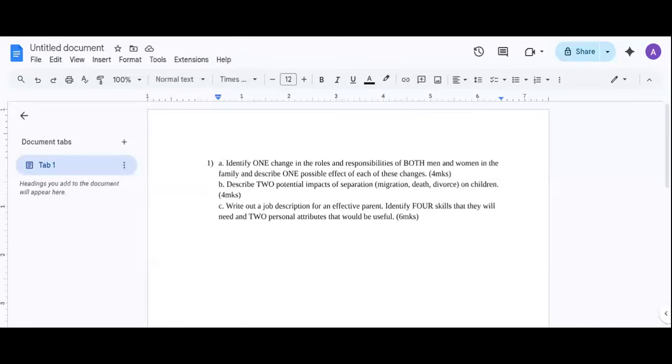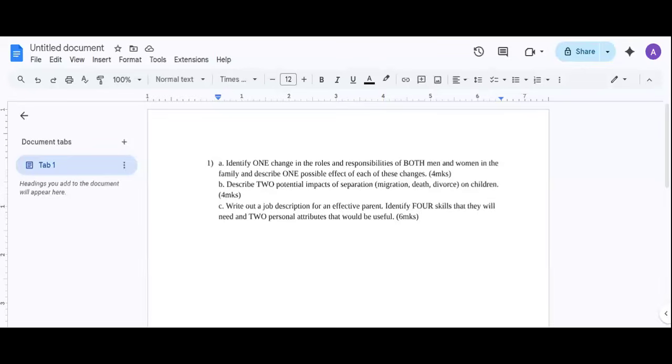I think it is right. So, the first question here, family: Identify one change in the roles and responsibilities of both men and women in the family and describe one possible effect of each of these changes. Before I continue, these questions were done by Jill Morris in her new textbook, Success as CSEC Social Studies. So the credit is to be given to her. For all copyright purposes, we just need to mention that.